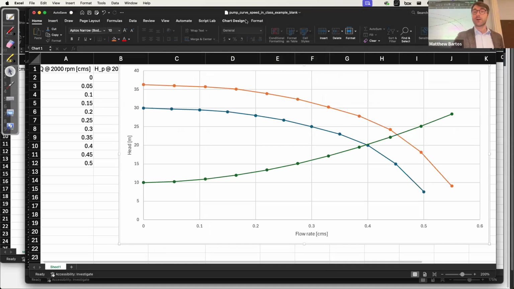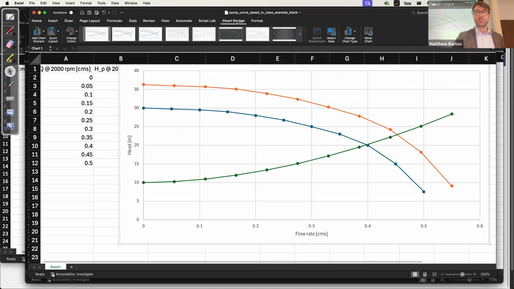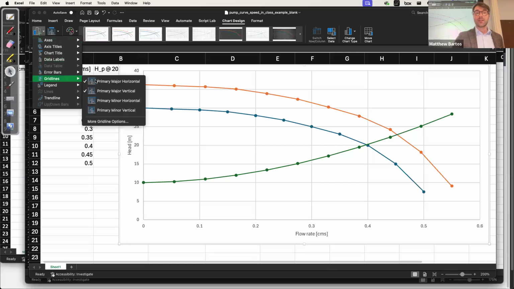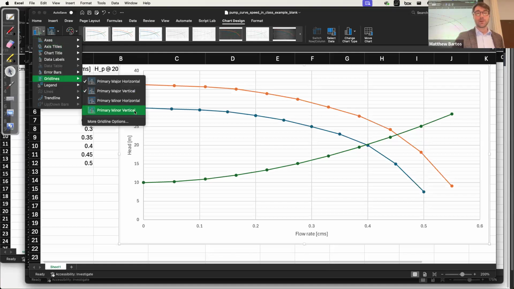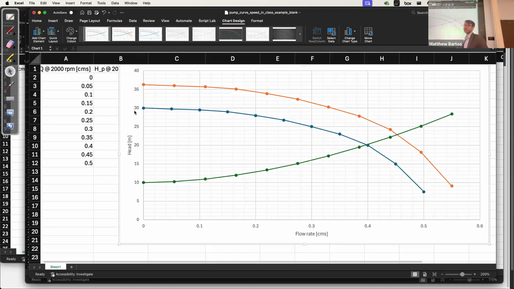But to eyeball it, what I'd recommend doing is going to chart design, add chart element, grid lines, and then I would add the minor horizontal and minor vertical grid lines. This will make it a bit easier to eyeball where that operating point is. And I will leave the rest to you.